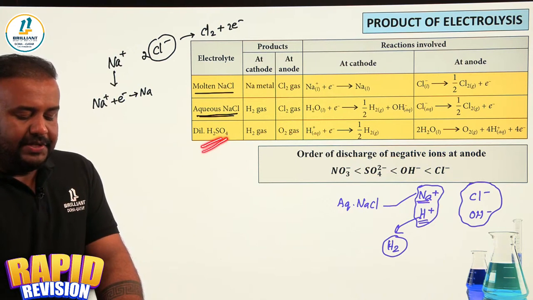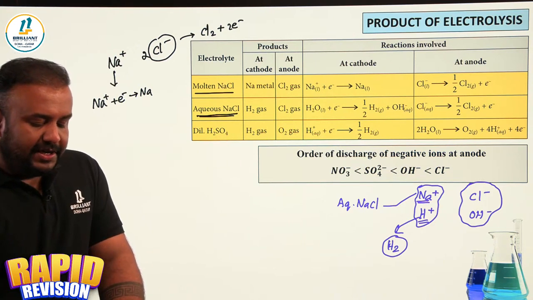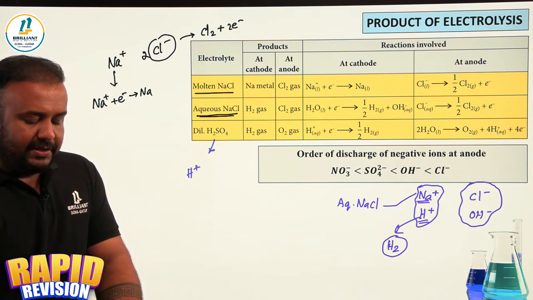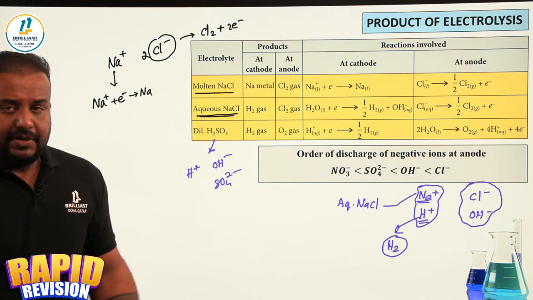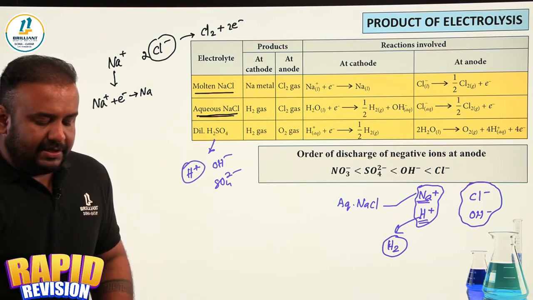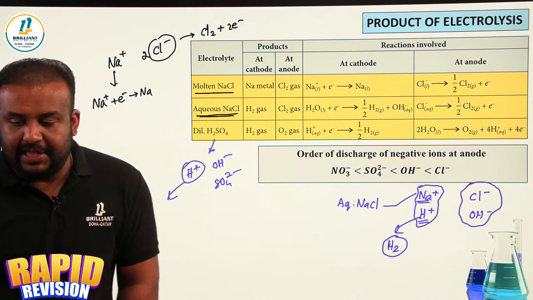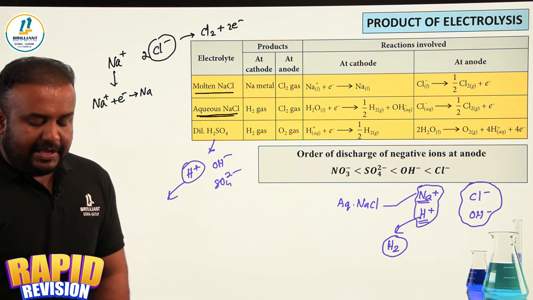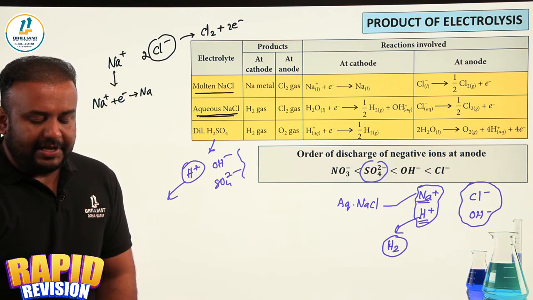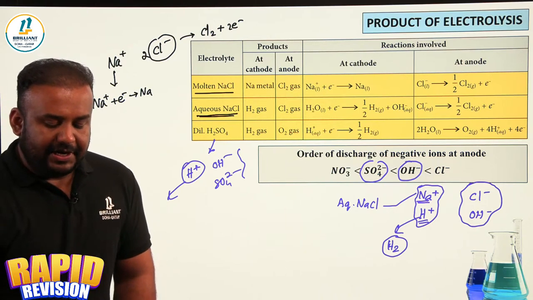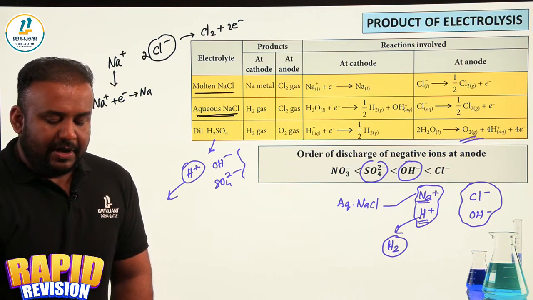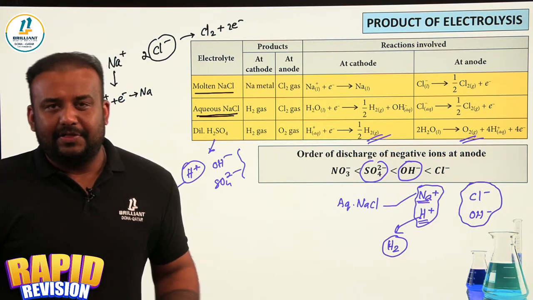If you take dilute H2SO4, it means you have H+ ions, OH- ions, and sulfate ions. There is only one cation, H+, so it will be deposited at the cathode. Between OH- and sulfate, if you remember the order, you can easily say OH-. So oxygen is liberated at the anode, and hydrogen is liberated at the cathode.